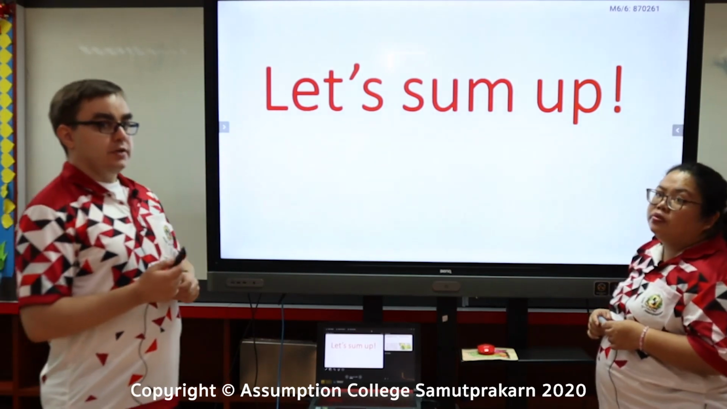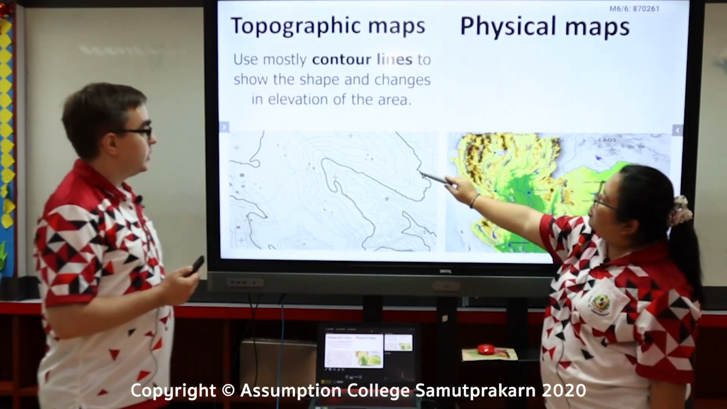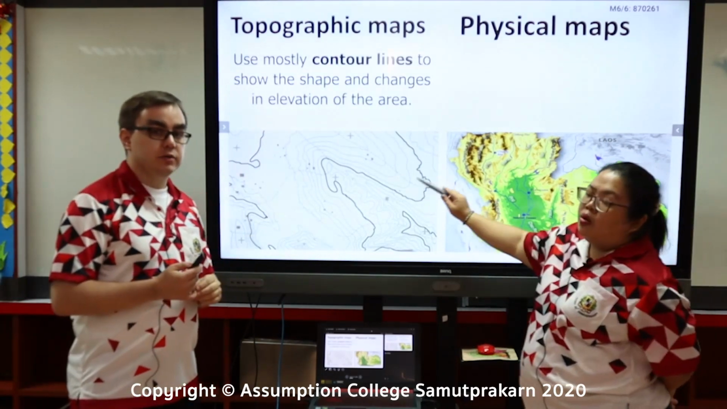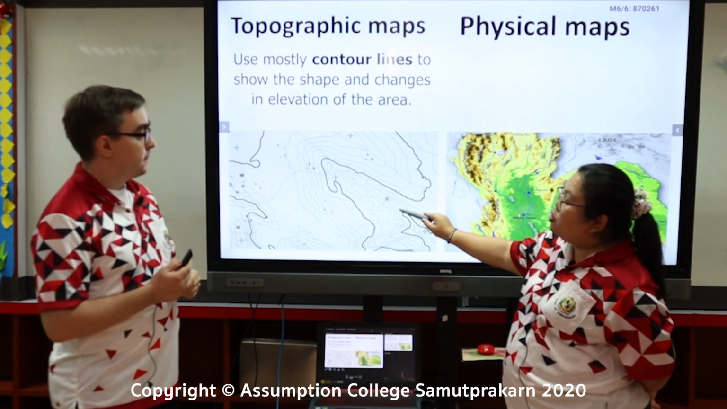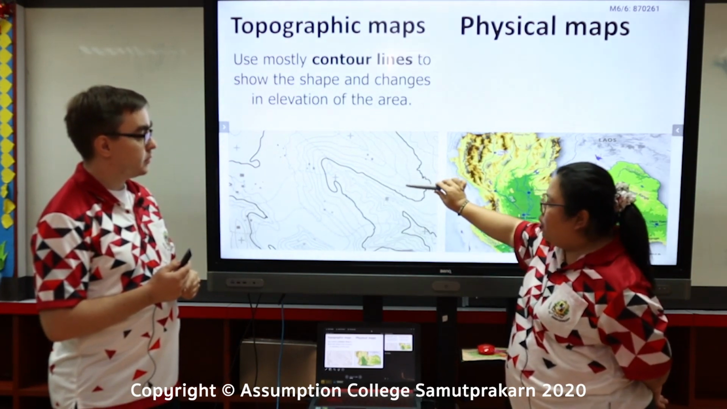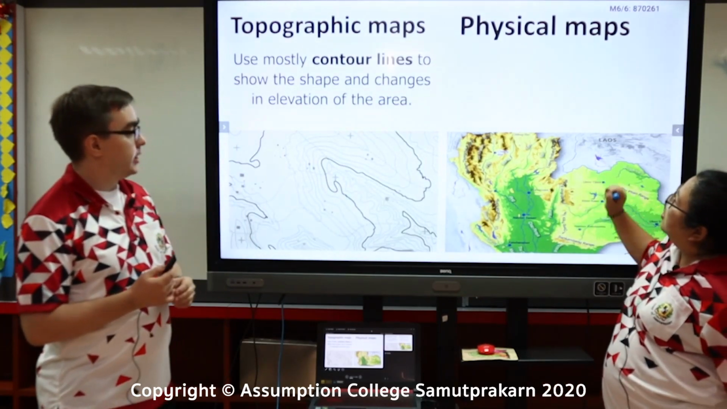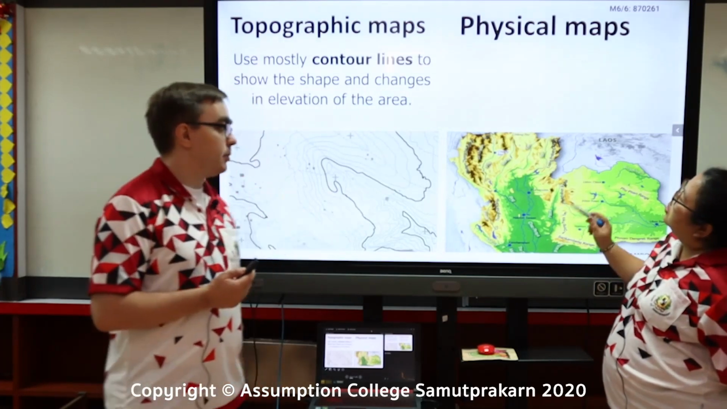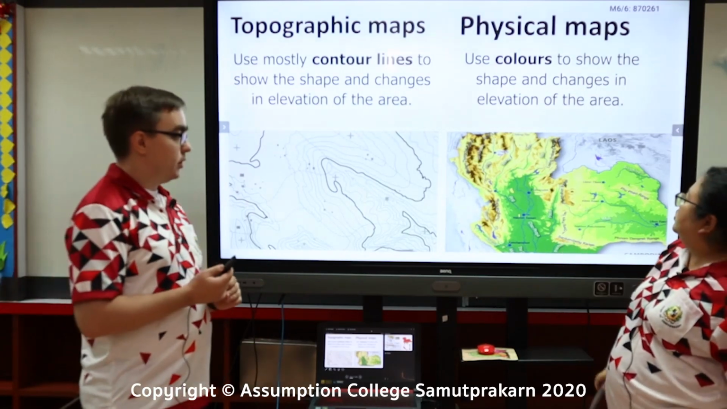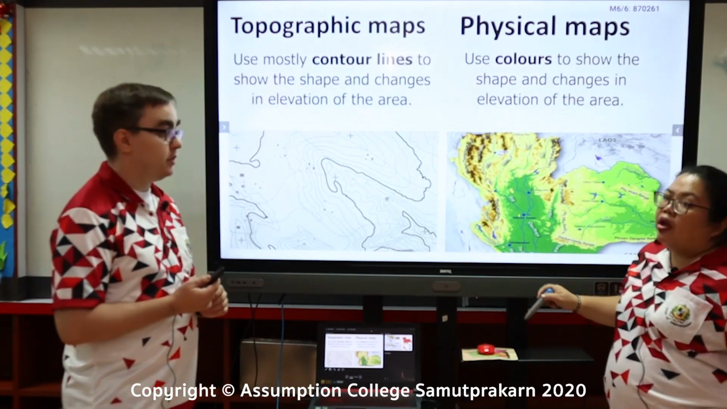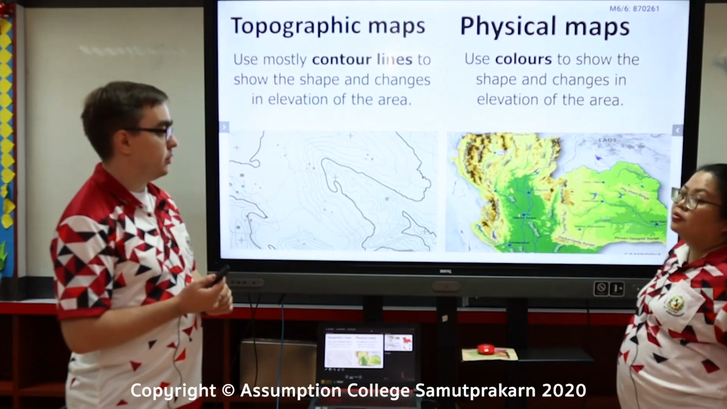Now let's sum up the difference between topographic map and physical map. As you can see, topographic maps use contour lines. They usually don't use color, although you might find topographic maps with color as well. They focus on contour lines, which show you the level of the land. They will show you the height of the land with different contour lines. Whereas physical maps primarily use colors like green and blue to show you the shape and the height of these places, and features of landforms.